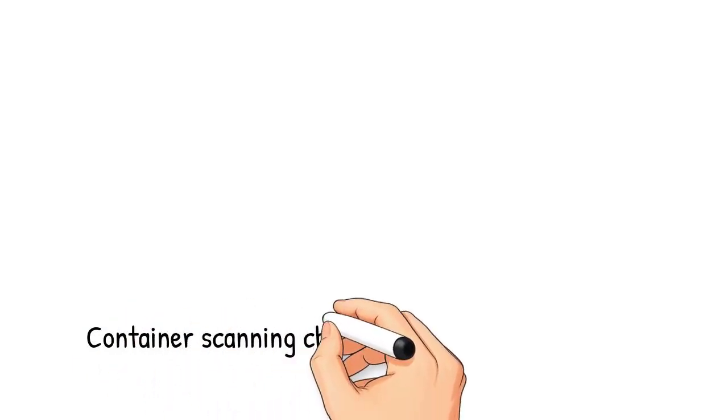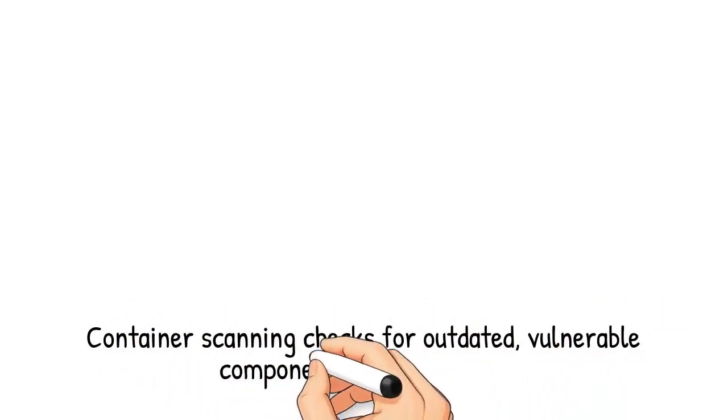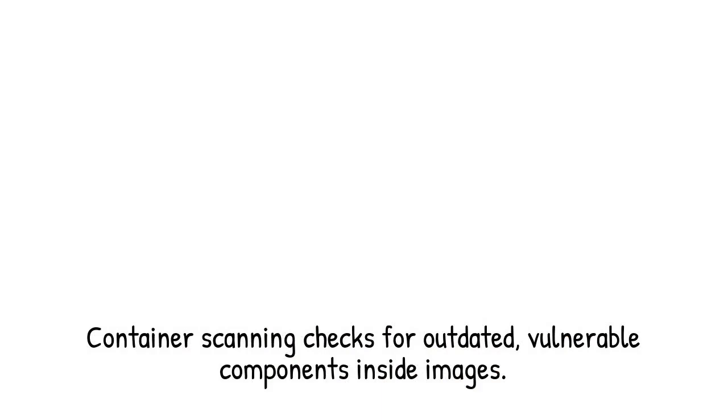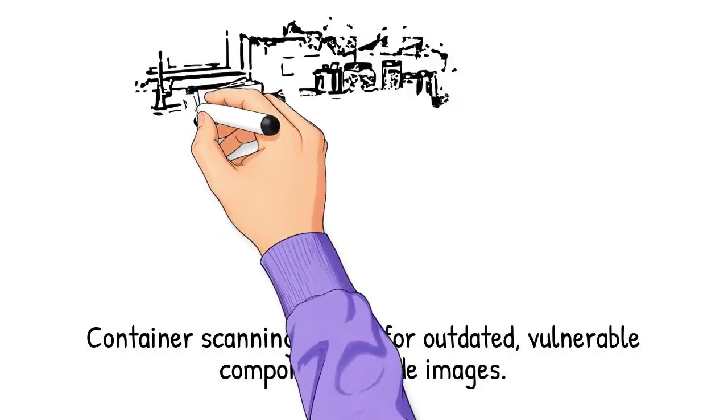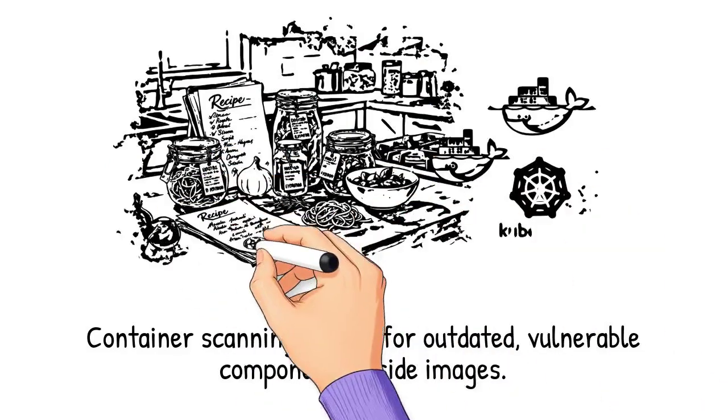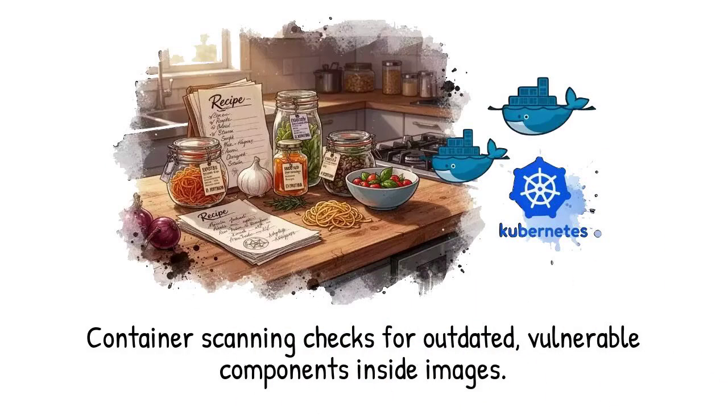Container vulnerability scanning is like checking if the ingredients in your recipe are expired. Containers often use outdated base images. Scanners find vulnerabilities inside Docker images and Kubernetes clusters to keep environments secure.